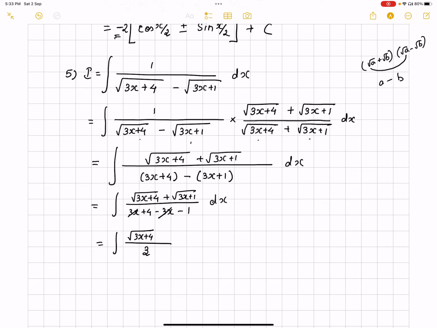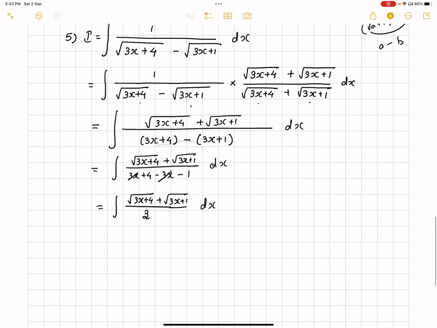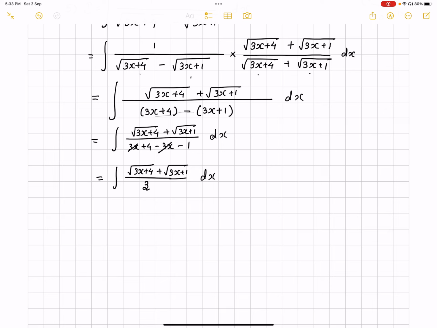We can just integrate after this, no need to worry at all. We know this integration, which we have done, is in the linear format. So 1 by 3 integral (3x plus 4) whole to the power half dx, and then plus 1 by 3 integral (3x plus 1) whole to the power half dx.